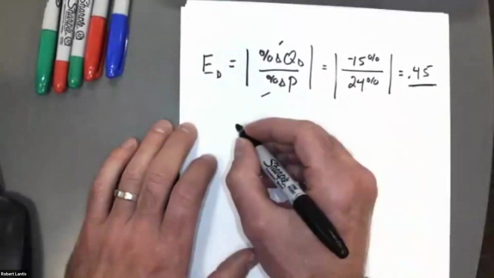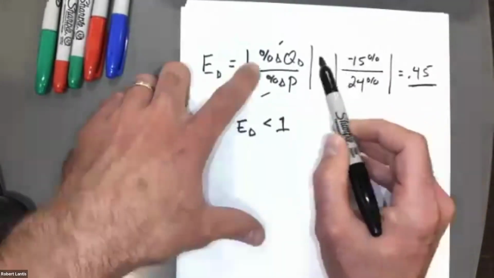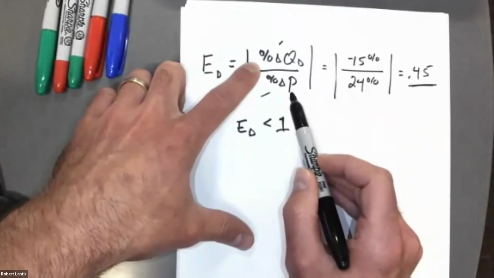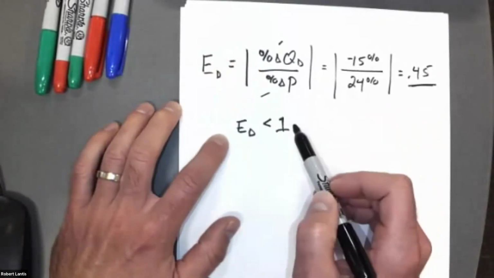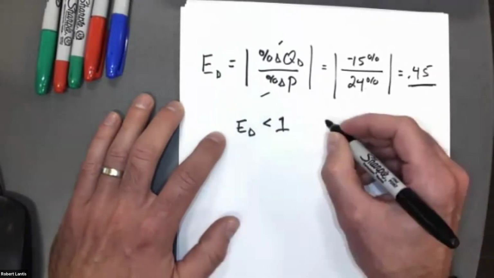So we kind of ignore that negative sign. With 0.45, if our elasticity of demand is less than 1, that would mean that the percent change in the quantity demanded was less than the initial percentage change in price. We would say people are not being very responsive to that price change. Okay, so that was the idea.